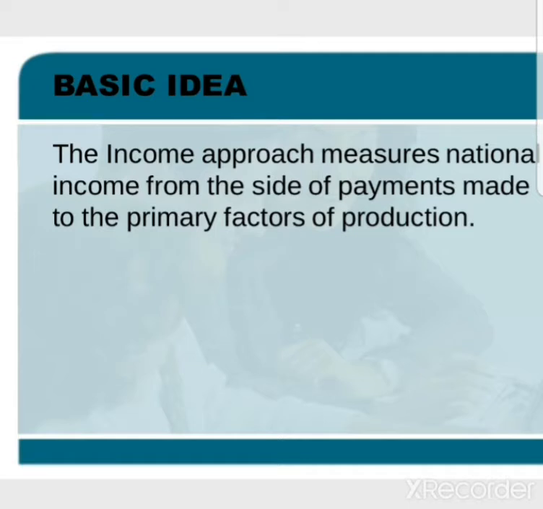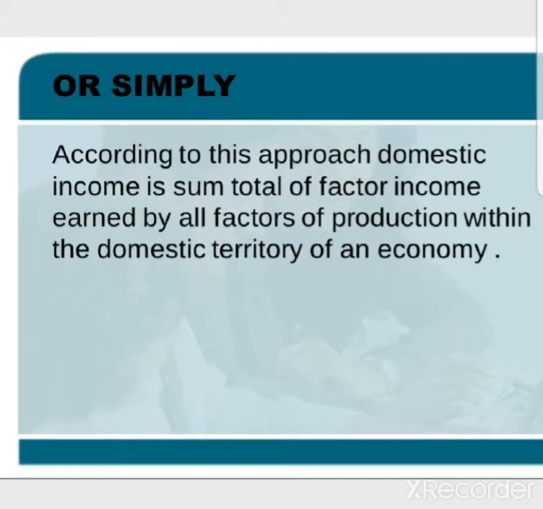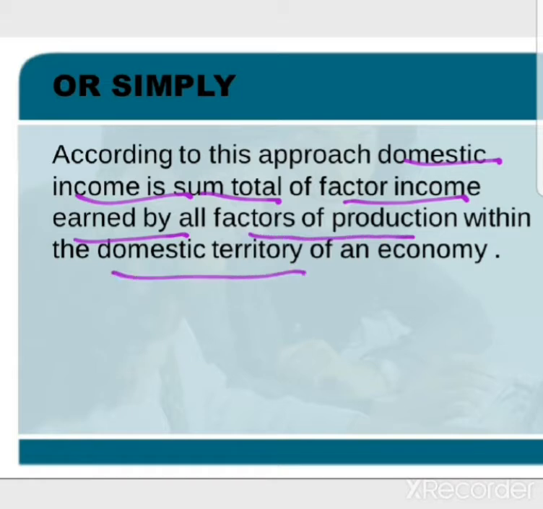The basic idea behind this approach is that it measures income from the side of payments made to the primary factors of production. That is, according to this method, income received by factors of production within the domestic territory of an economy for rendering the productive services is added up to obtain the domestic income. Or in simple words, according to the income approach, domestic income is the sum total of factor incomes earned by all factors of production within the domestic territory of an economy.